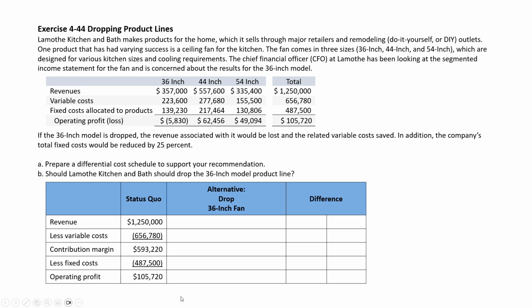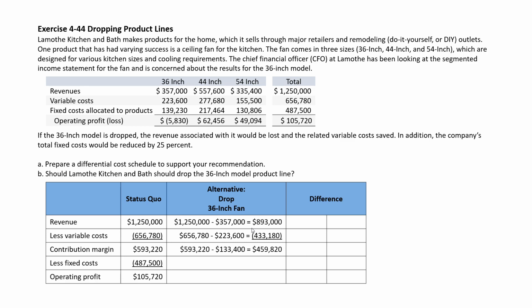Now, what would happen if we do drop the 36-inch? Well, we're going to lose some revenue. We started with $1,250,000, and that revenue of $350,000 would go away for the 36-inch and bring down our revenue to $893,000. But also keep in mind the definition of variable cost is they stay the same per unit, but go up and down in total.